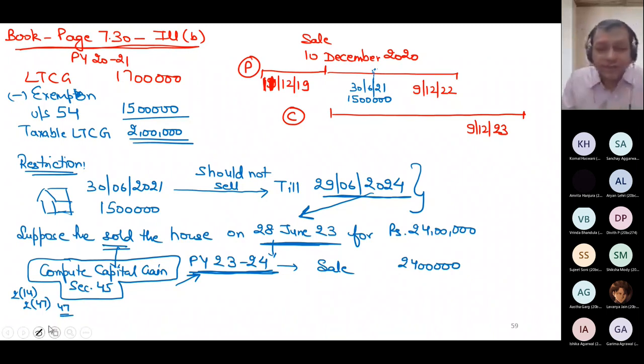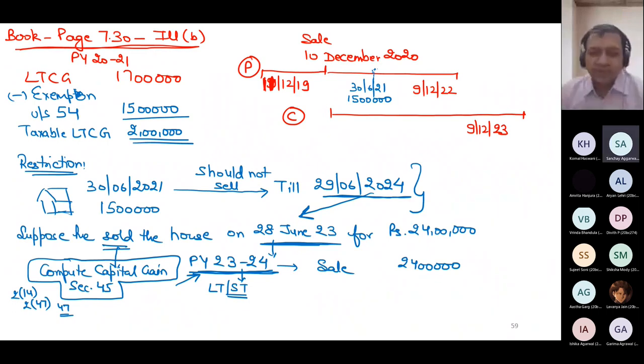Then second stage, which asset is this? Can you tell me this house which I am selling is a long-term asset or short-term? Long-term or short-term? Sir, it should be short-term. How? So how do you determine long-term, short-term? Name of the asset, house. Holding period, how you have determined holding period? Sir, within 24 months from the date of acquisition.